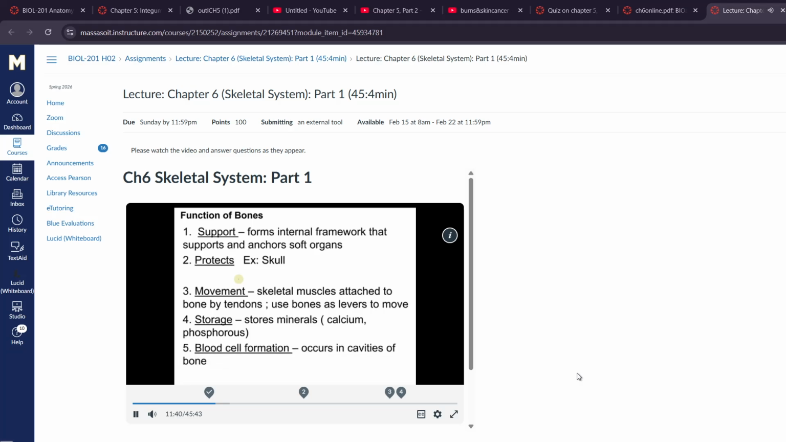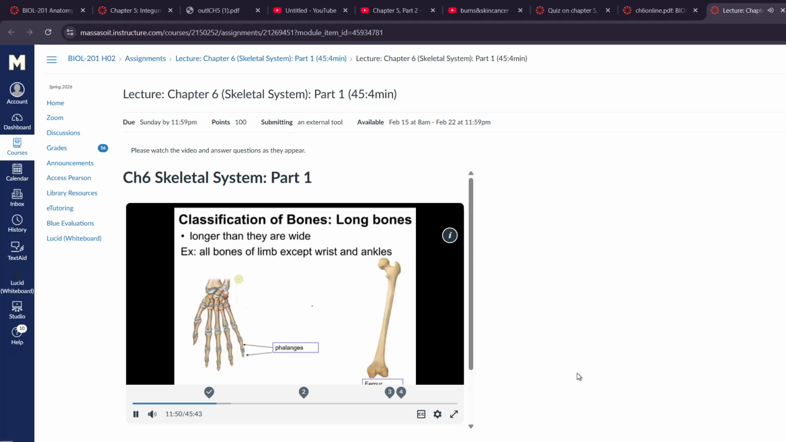And lastly, all blood cells form in the cavities of bone, so blood cell formation. Now, there are many types of bones in your body. So for scientists to make sense of them, they put them in these categories based on their shape. And there are 4 categories: long, short, flat, and irregular. When you do the axial bone lab, you're going to start to see this as you look through the various bones. But let's start with long bones.